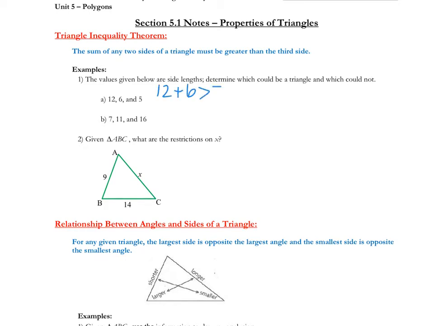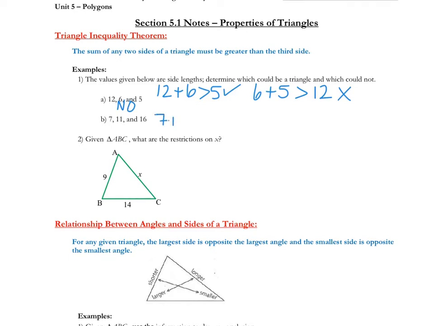is that greater than 5? Yes. If we take 6 plus 5, is that greater than 12? And the answer would be no. So this could not be a triangle. Okay? So let's take a look at the next example.